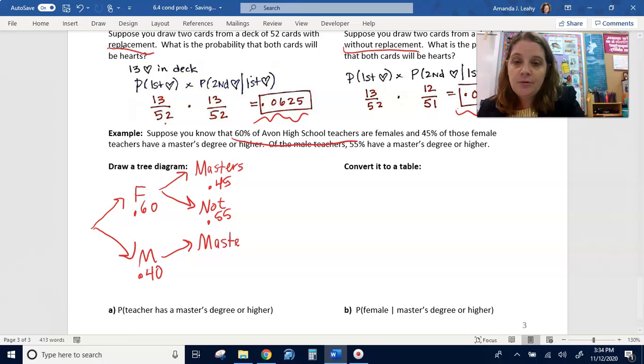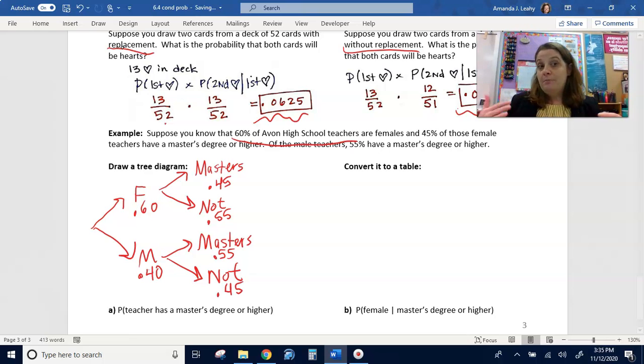I completely made up these numbers for the problem, so I'm not trying to point out anything or talk about any of that business. We don't really know. I just totally made these up. So the not would be the rest of that. If 55% of the men do have a master's, then 45% do not.